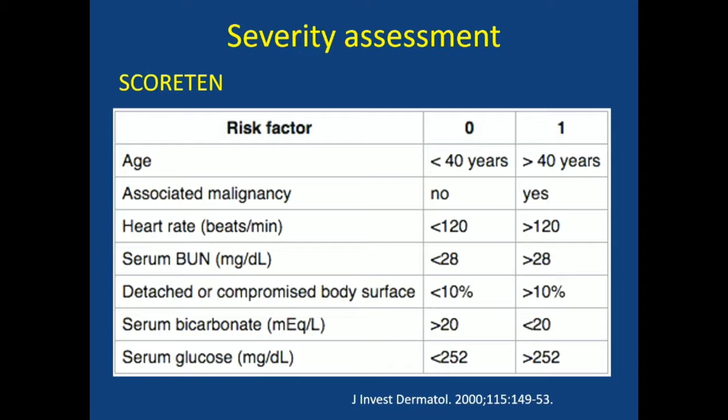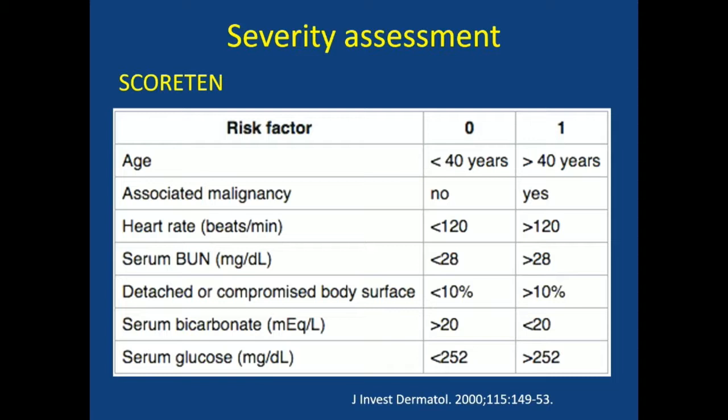Age more than 40 years scores 1, associated malignancy scores 1, heart rate of more than 120 again scores 1, and blood urea nitrogen more than 28, involvement of body surface area more than 10%, serum bicarbonate less than 20, and serum glucose more than 252.